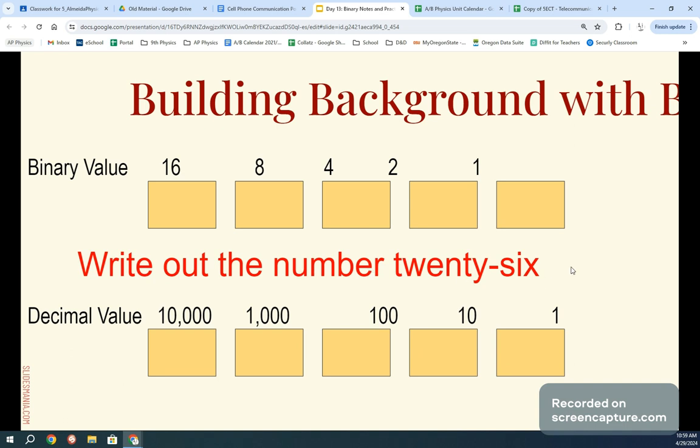Again, trying to write a number, 26 in this case, right? Is it more than 16? Yes. Put that in. Subtract the 16, see what's left, and go on from there.